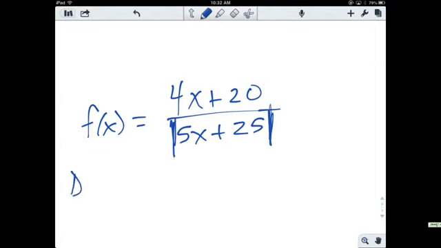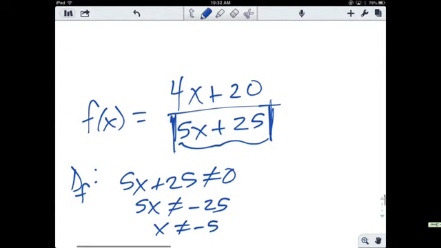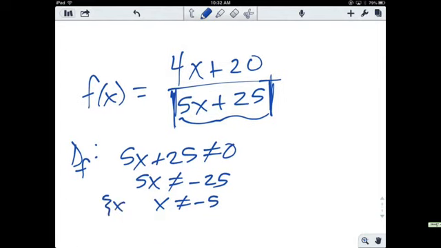Let's find the domain first. For the domain, we can't be dividing by 0. So if there's absolute values there, it's not really going to affect our answer. We know that 5x plus 25 can't be 0, right? Because if it is 0, then the absolute value of 0 is 0. So if I solve that, I get 5x cannot be negative 25, and x can't be negative 5. So there you go. The domain is the set of all x such that x cannot equal negative 5. And because the graph lives to the left and right of negative 5, that's a discontinuity.